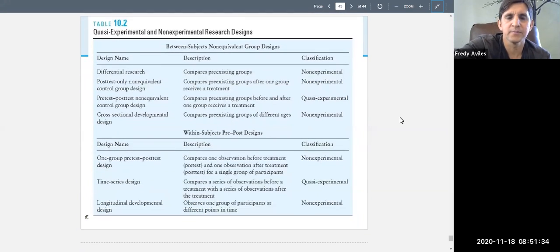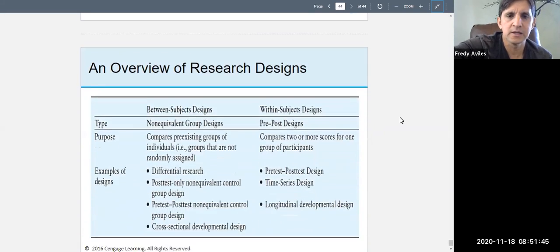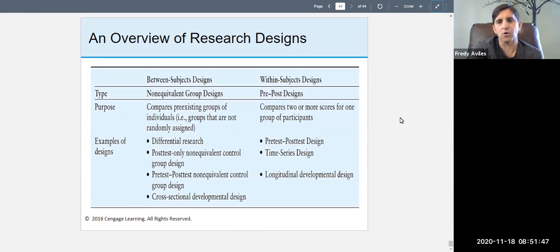And here's a review of a lot of the different designs that we talked about. Remember, there were non-experimental ones and quasi-experimental ones, just a table to organize that for you. And here's another one over here for you guys. I'm not going to go over that. We already talked about it. Okay, it's just to help you organize your thoughts there with some tables.